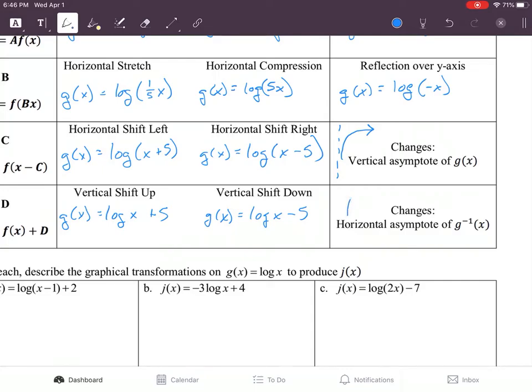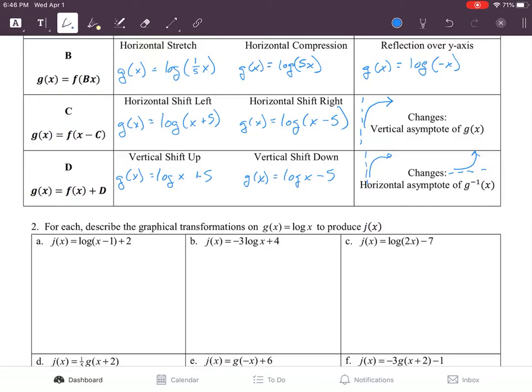Now, unlike last time, a logarithmic function does not have a horizontal asymptote, but its inverse does. So here's a logarithmic graph, okay, and it has a vertical asymptote, but its inverse is going to be an exponential graph, which means it's going to be like this. And this one has a horizontal asymptote. Okay, so when you do a vertical shift on a logarithmic graph, it will change the horizontal asymptote of its inverse.